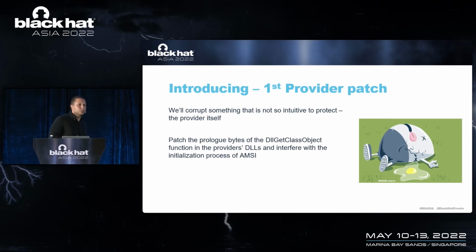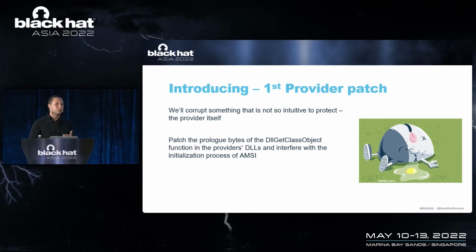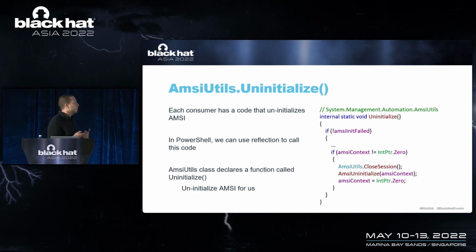Before DllGetClassObject is called, when our bypass script is executed, DllGetClassObject is not supposed to be called, because this function is called only during the AMSI initialization process. So if we patch this function without doing anything else, then we won't really hit the patch we already did. So in order to hit the patch, we'll have to find a way to uninitialize AMSI and make AMSI try to initialize again.